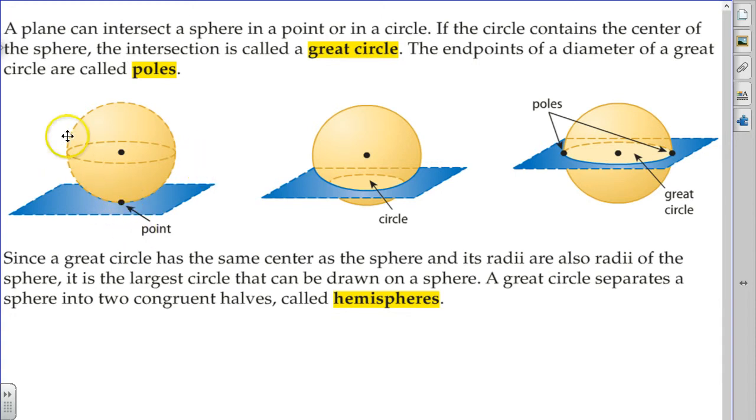And if it cuts through the center and cuts the sphere in half, we get what's called a hemisphere. The hemisphere and poles you should be familiar with, though you might not have thought of it with the circle. But again, we'll expand upon more of this in section 12.7.